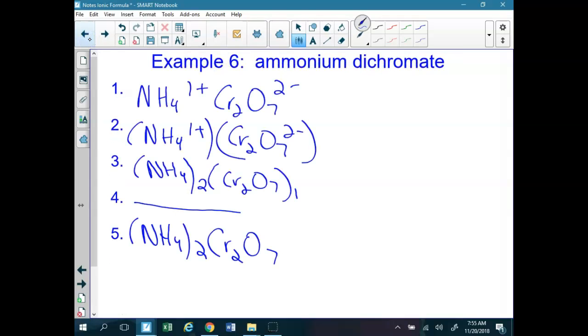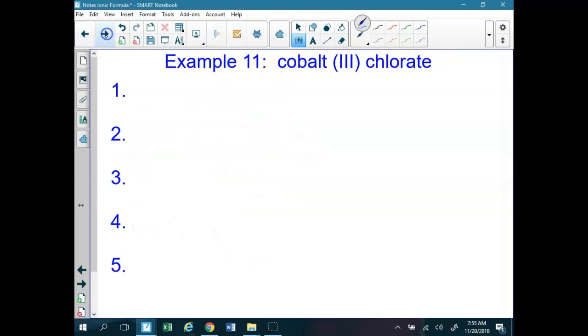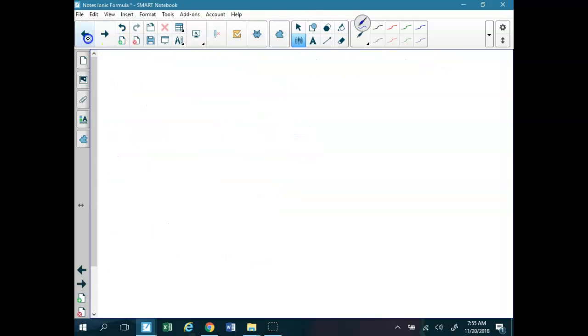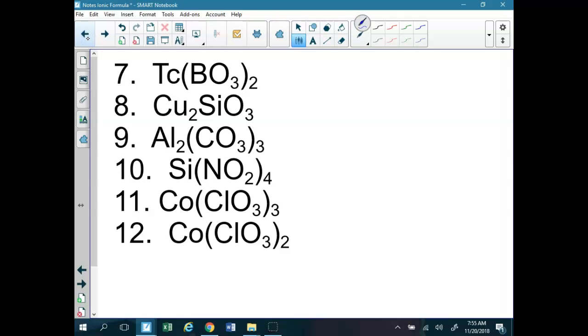All right, I want you to do 7 through 12. You need to show all 5 steps, and I'm going to flash the key up here so you can check. If you just copy the answers, great, you can copy the answers. That doesn't show you know how to do it for a test or a quiz that's coming next week. Okay, here are the answers. See if you can get them. Guys, make sure you write all the steps.